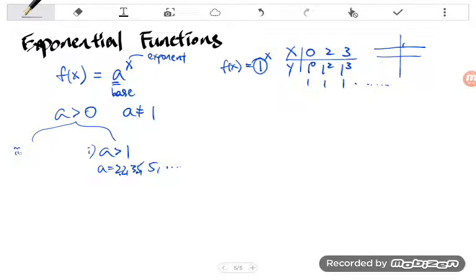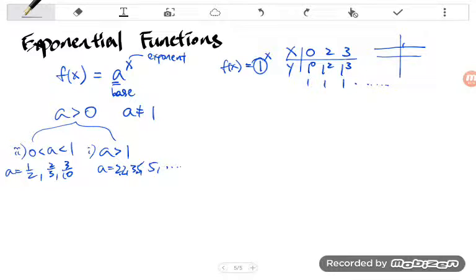My second category: it has to be positive and it cannot be 1, so what about less than 1? My a value can be positive but less than 1. Possible ones: my a could be maybe a half, 2 over 3, or 3 over 10. It's pretty much a proper fraction that is less than 1. So my a value, the base, could be one of these: greater than 1, or between 0 and 1.